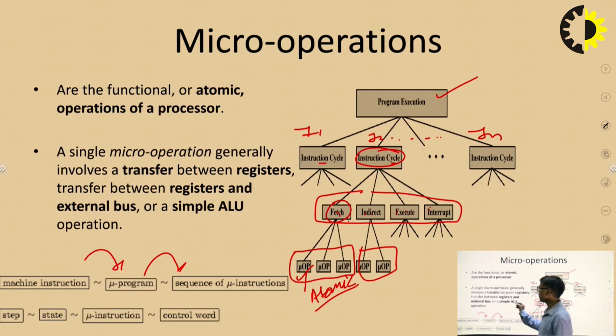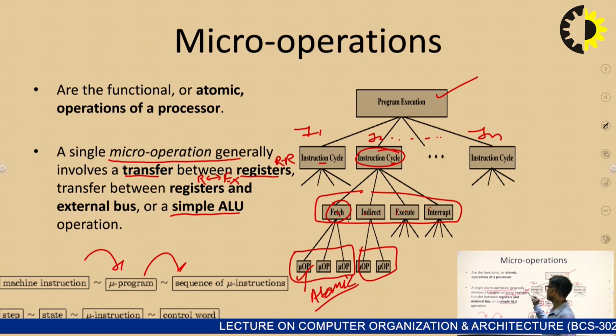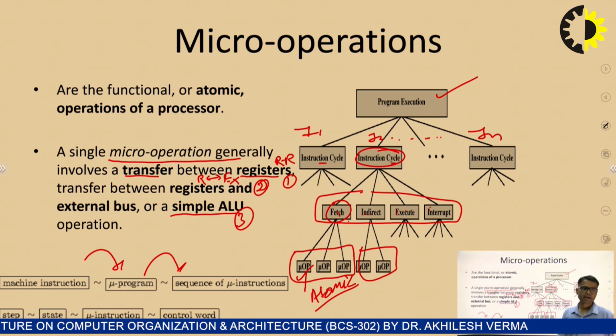So if we see the categories of micro operations, a single micro operation is generally of three types. Basically, it is a transfer operation, and it involves register to register transfer. It may involve register to some external source, it may be the main memory, or some IO operations. And another type of micro operation is execution of the ALU. So we can see simply there are three categories, 1, 2, and 3, of subsets of micro operations that a CPU can execute.